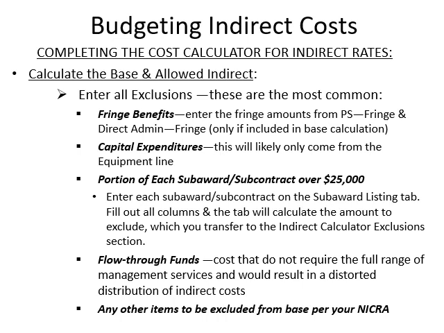So you would enter each subaward subcontract on the subaward listing tab. You would fill out all columns, and the tab will calculate the amount to exclude, which you transfer to the indirect calculated exclusion section. Oftentimes, flow-through funds are excluded on some negotiated rates, so the costs that do not require the full range of management services and would result in a distorted distribution of indirect costs. So any other items that are excluded as part of your NICRA, you would enter into that exclusion section.